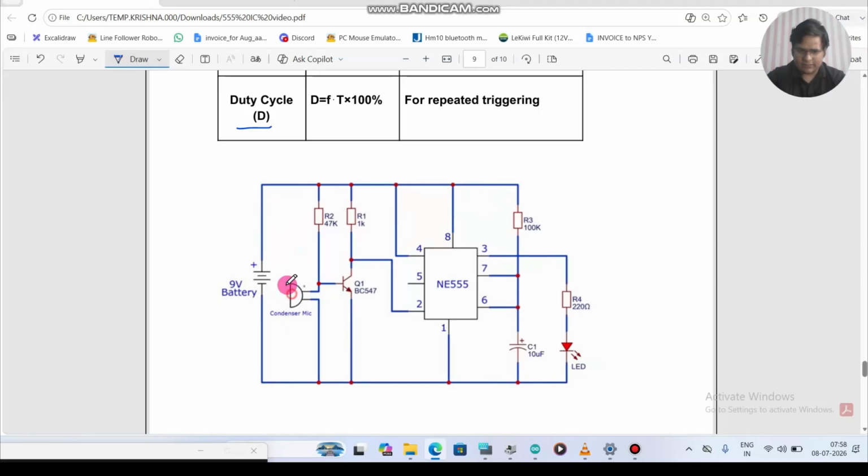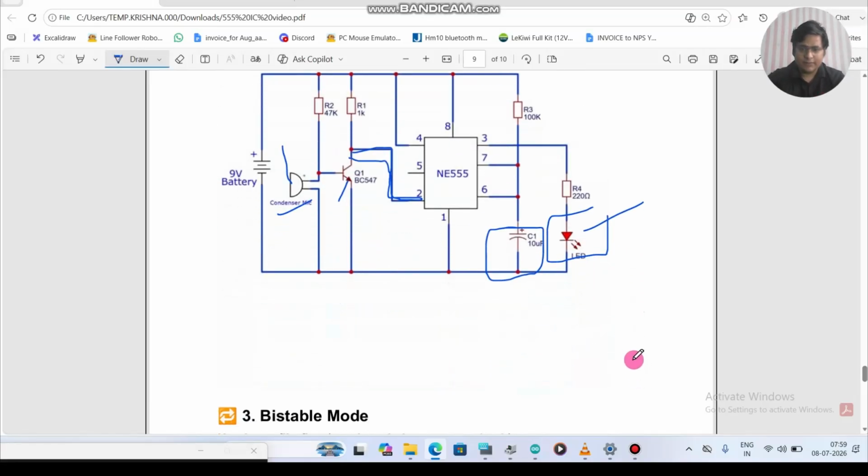Okay, now the monostable circuit is this one. Clap switch. There is a mic. When you clap, it will go to the transistor. The transistor will amplify and it will go to the trigger. So you are giving the trigger using the mic, but automatically this LED will turn off after some time, after basically 5 minutes, 2 minutes, 1 minute. That depends on what kind of capacitor you have used. If you have used 100 microfarad, it will be on for a long time. If you have used 1000 microfarad, it will be even longer, right? So we can increase and decrease the time by changing the capacitor value.